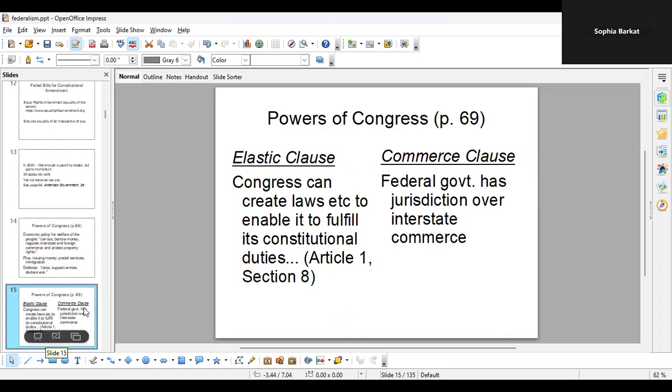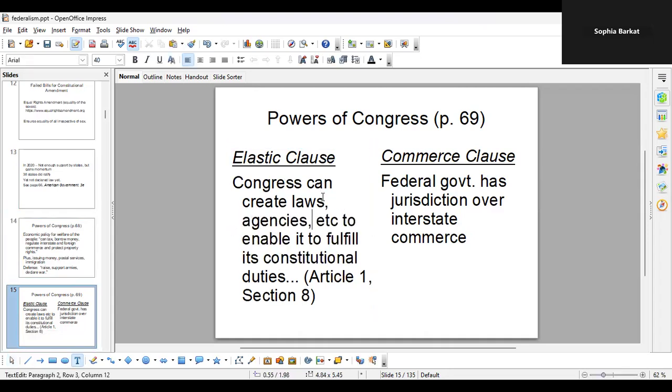Let's look at some of the powers again. Elastic clause. So the elastic clause gives Congress certain powers. Congress can create laws or policies, etc., to enable it to fulfill its constitutional duties. It can also create institutions, agencies, whatever it needs. Commerce Clause. Commerce Clause gives Congress the right to police interstate crime and jurisdiction over interstate commerce. So it can make laws about interstate commerce, meaning between New York and New Jersey, or New Jersey and Pennsylvania. So in between two states, right?